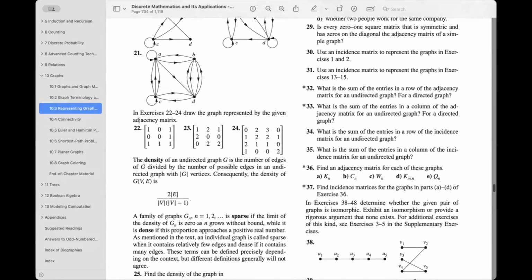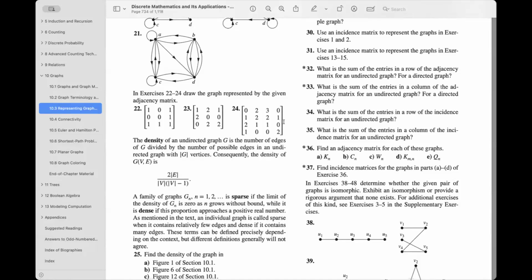Then the sum of the entries in a column of the incidence matrix for an undirected graph is the number of... it should always be two, because the columns represent the edges, so every edge should have two vertices. Okay, makes sense.